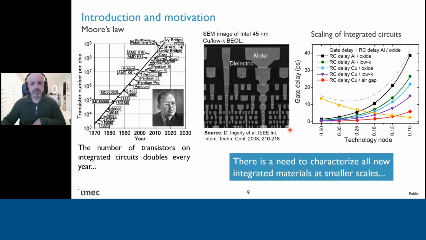However, the connections in between, they lose a lot of the speed because of what is called RC delay. And depending on the technology and the materials you use, you can see that this RC delay is going higher or lower. And there is a big need to characterize all new materials. Of course, once you go from one technology node to another one, you can introduce different materials. So you need to not only analyze them and characterize them, but you also need to do that at smaller scales.